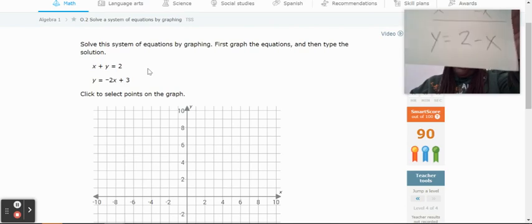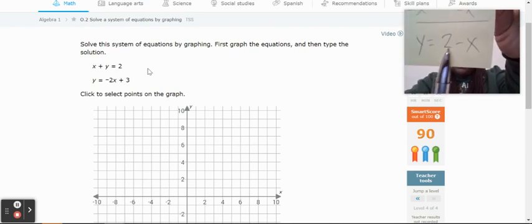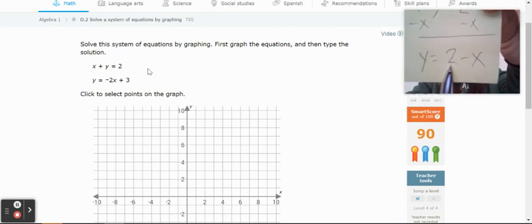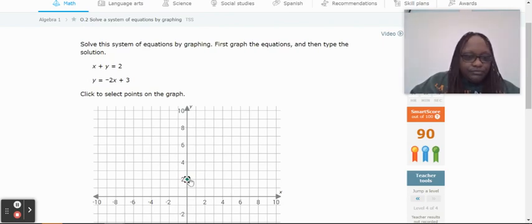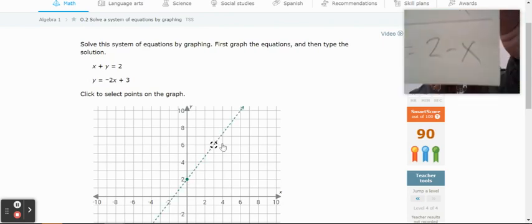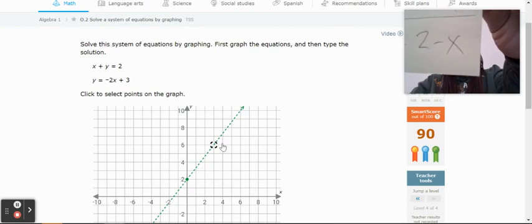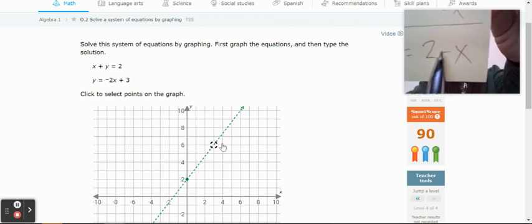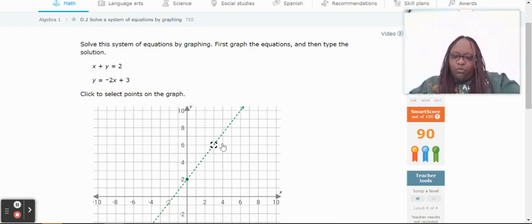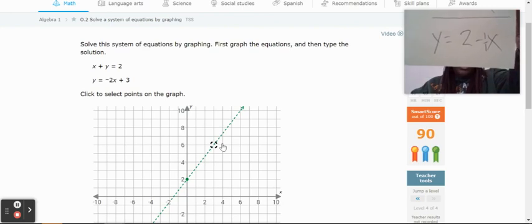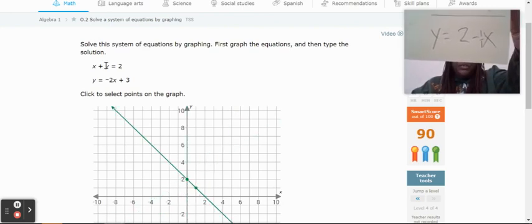It is now pretty much in slope-intercept form. The number that's being added or subtracted by itself, there's no variable next to it. That's my starting point, so I am starting at 2. But my slope is not positive 1. My slope is negative 1 because this x is being subtracted. So I'm going to think of this as negative 1 over 1. So I'm going to go from here down 1, 1 to the right for that first equation.